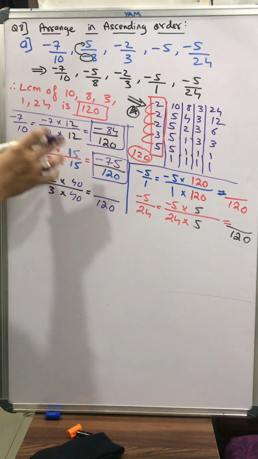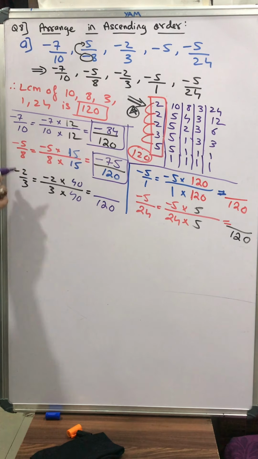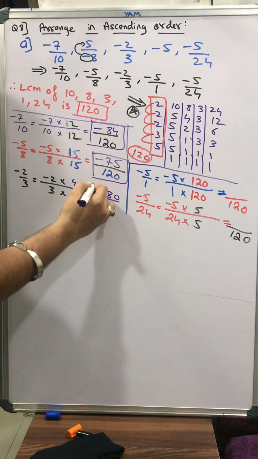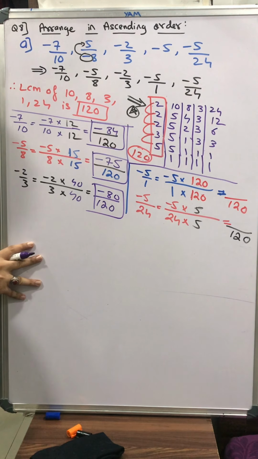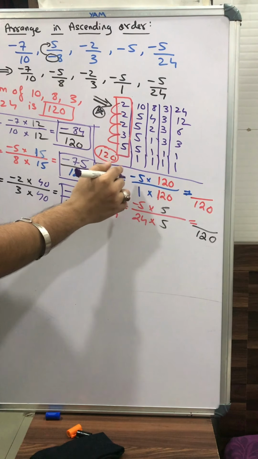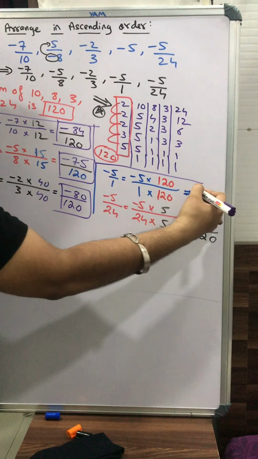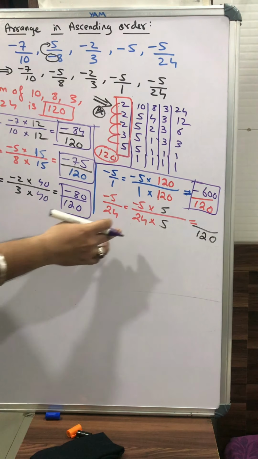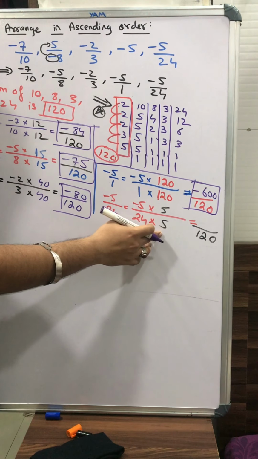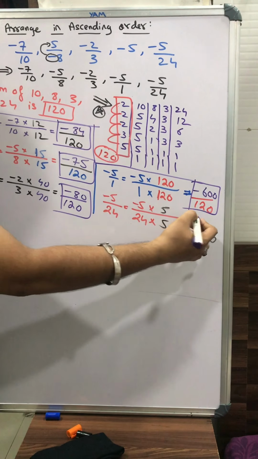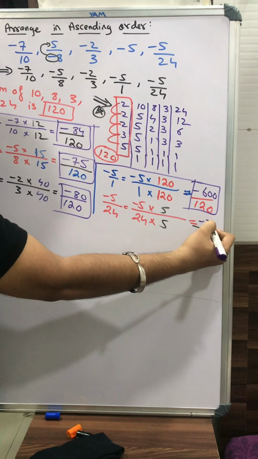Always make boxes on these intermediate numbers. On these numbers, minus 2 multiplied by 40, I'll get minus 80. Okay, next. Then I have 5 into 120. If 5 is multiplied by 120, it is 600. But of course minus 600, because we have a minus sign. Then I have 24 5s is 120. 5 5s are 25. So I will be having here minus 25.